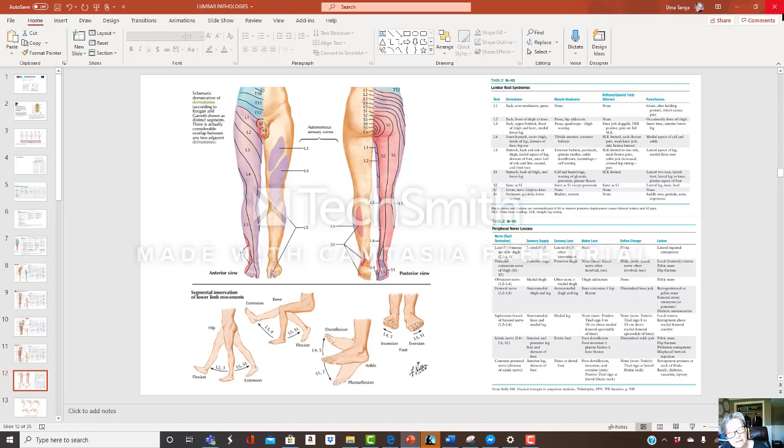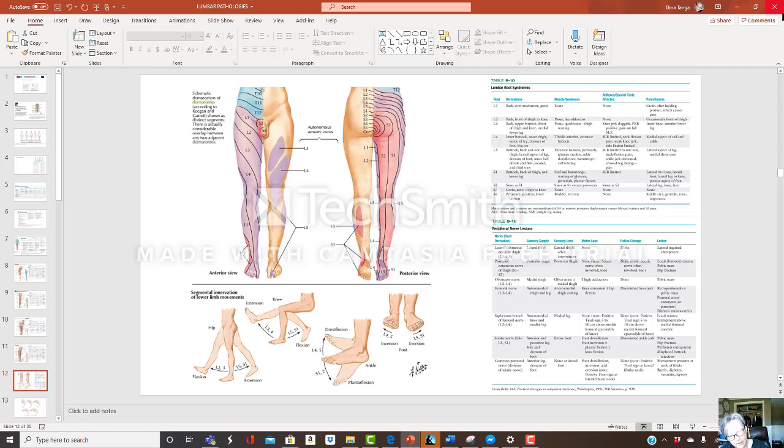Kind of looks like a swing. Hip flexion, L2, L3, hip extension, L5, S1. It skips L4 in the hip.